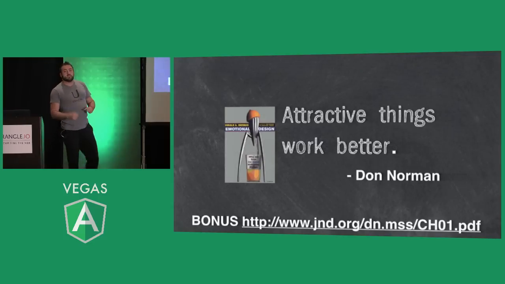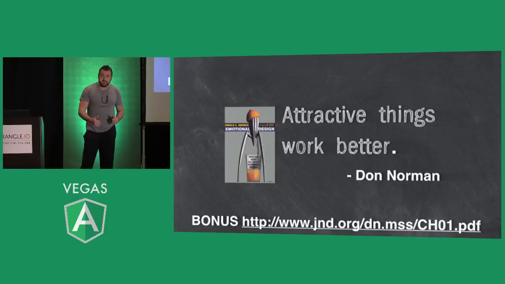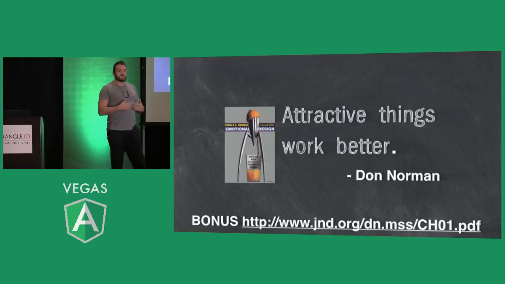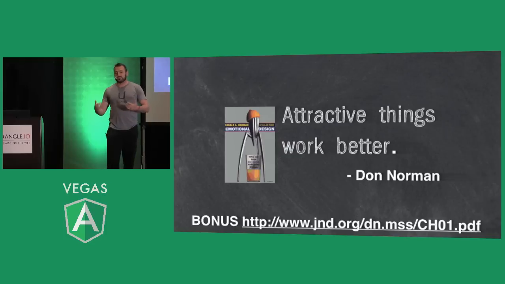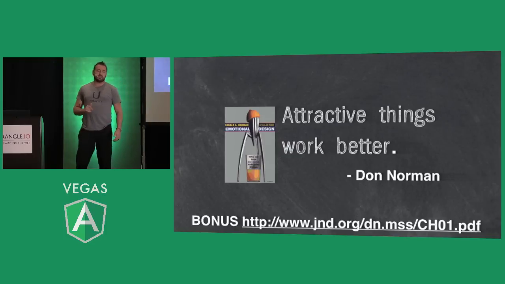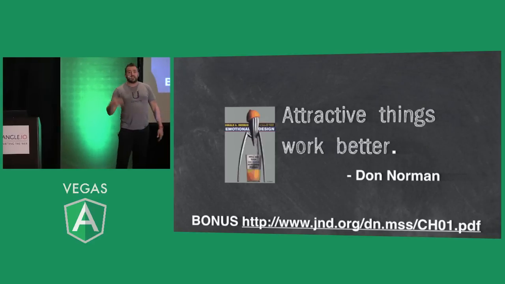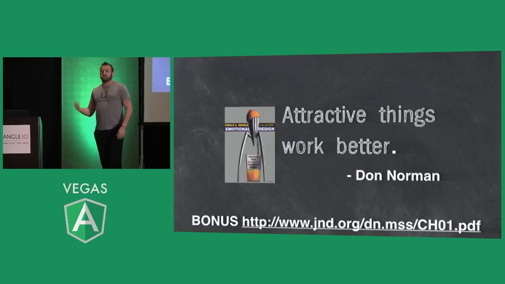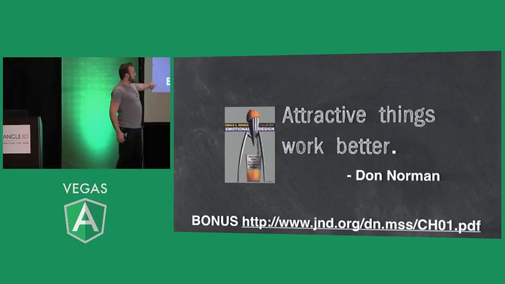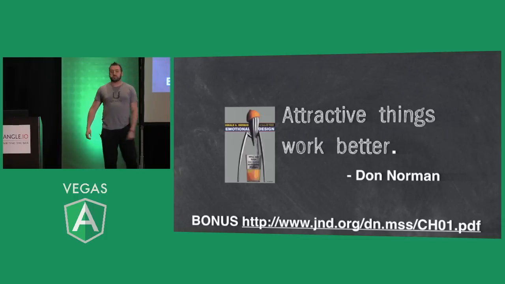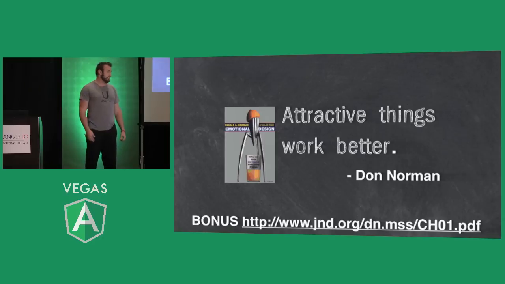I believe that we do what we do because we derive a huge intrinsic satisfaction from creating things that people love. So Don Norman, who is a user experience juggernaut, he's written some seminal works in this field, in the book, Emotional Design, he makes the case that attractive things work better. And so just as a bonus, he's actually put the first chapter of this book for free on his website.